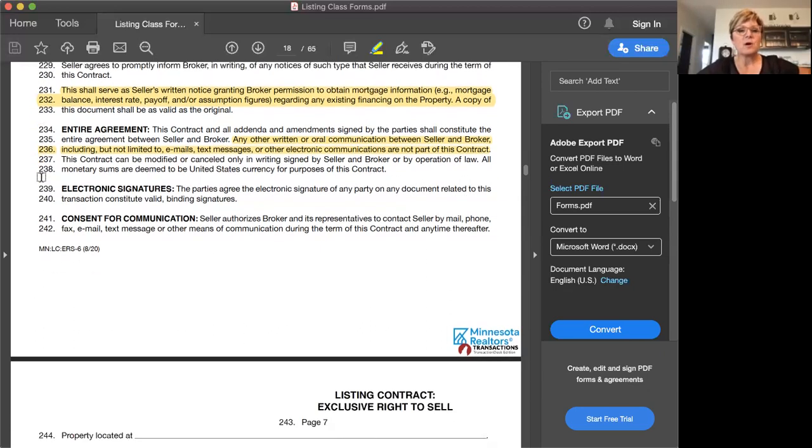Line 234, we're signing this listing contract today, but if anything changes and we have to do an amendment to the listing contract, that still becomes part of the entire agreement, even though it's signed at a later date. Also, any other written or oral communication between you and I does not constitute a legal part of this contract. So it would need to be drafted on an amendment or an addendum, right? You can't just take an email and have that be part of the contract. It has to be signed by both parties. Make sense?